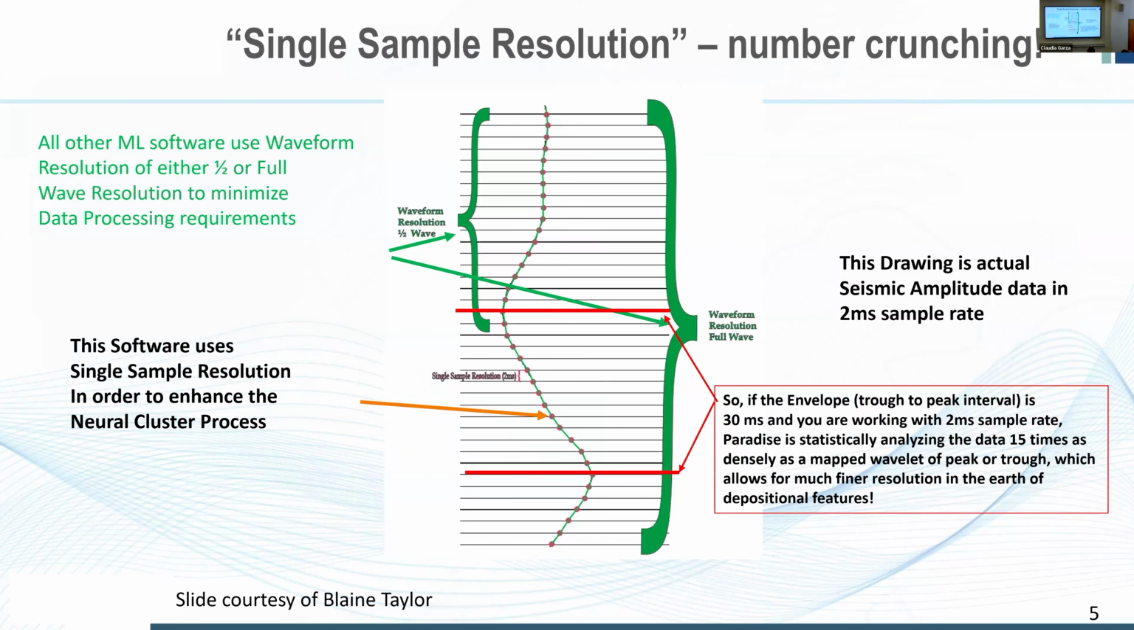Software that's out there right now is using wavelet-based information. We have decided that we get better statistical information if we reduce it down to the sample. So in this particular example, if you have a wavelet from trough to peak that's 30 milliseconds, and you have a 2 millisecond sample rate, we are parsing that data and statistically analyzing it 15 times as densely as you would if you were looking at a peak or a trough, which is why we get the detail in the subsurface that Robin's able to utilize with his modeling.